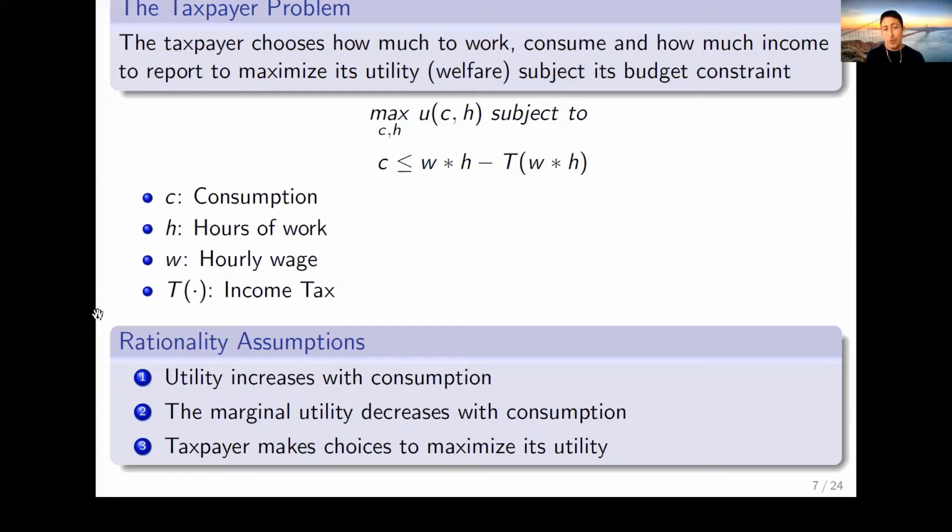Given that problem, there are three rationality assumptions. The first one is that utility increases with consumption, right? The more you consume, the happier you are. The more money you have, the happier you are. The second one is that the marginal utility decreases with consumption. So that's saying that the more consumption you have, the less your utility is going to increase.